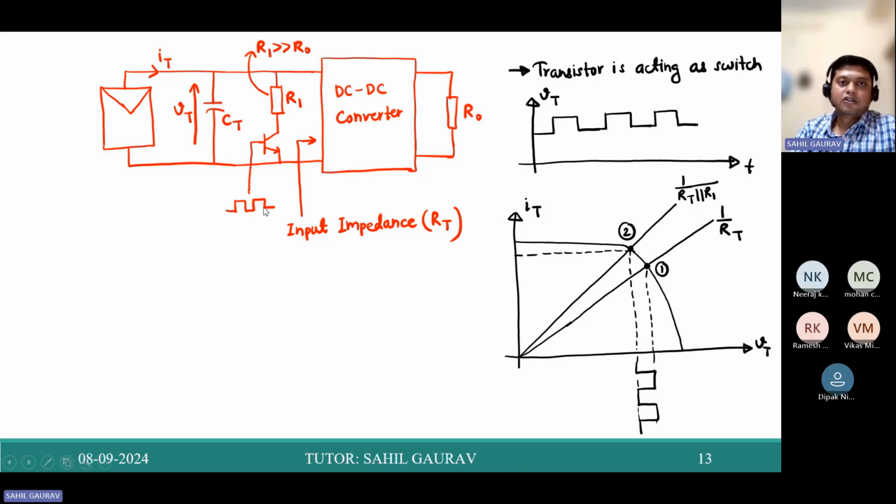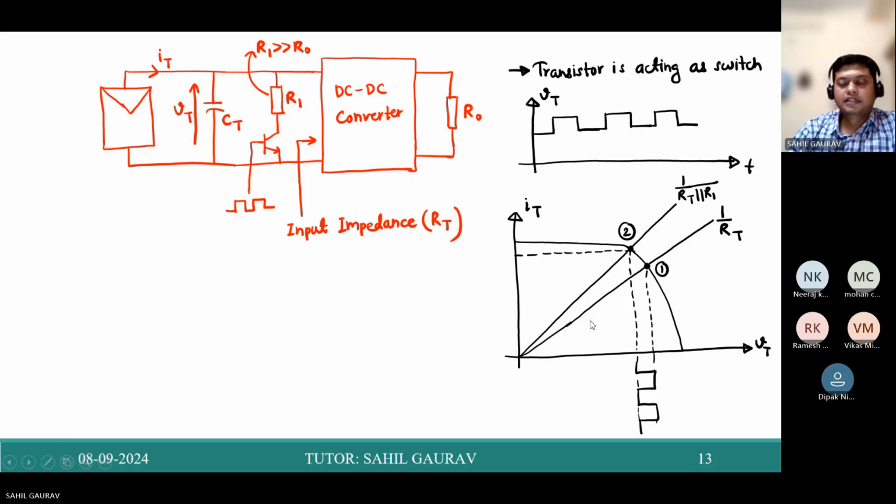So in the second method, we are using again some resistor. That value should be much higher than the output resistor. Why is it so? Because it should not draw that much current as compared to the output load. So this resistance should be kept very much higher, so that it will draw negligible current as compared to this output load. And here one transistor is connected with resistance, and this transistor is acting as a switch.